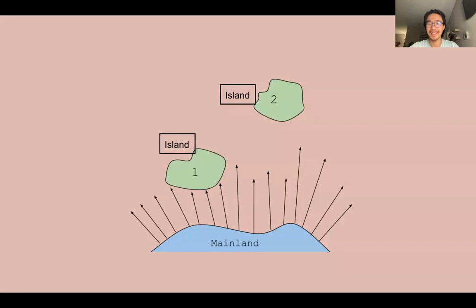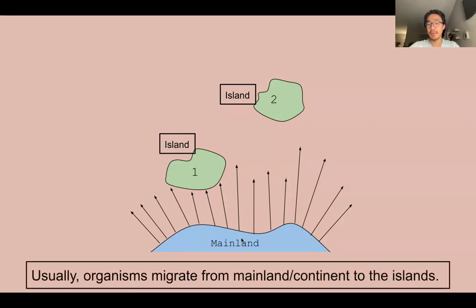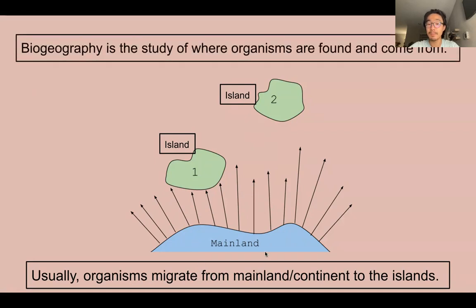Let's talk about islands and mainland. So here you have mainland, 2 islands. These arrows are showing you the movement or the migration of species from the mainland to the island. So originally, organisms migrate from the mainland or the continent to the island. Usually that's how organisms move, from the mainland to the island, especially when we're thinking about that first organism to colonize an island, to be that first resident on that new island. So studying the movement of animals or organisms in general is called biogeography. It's the study of where organisms are found and where they come from.